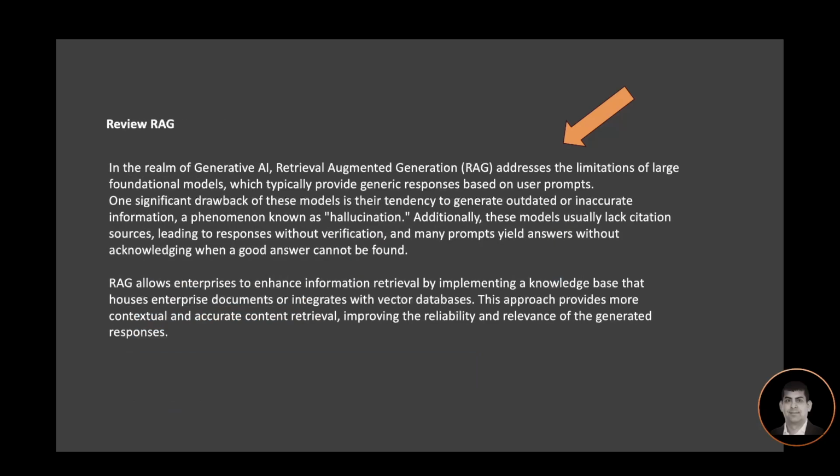Let's review RAG. In the realm of generative AI, Retrieval Augmented Generation addresses the limitations of large foundation models, which typically provide generic responses based on user prompts. One significant drawback of these models is their tendency to generate outdated or inaccurate information, a phenomenon known as hallucination. Additionally, these models usually lack citation sources, leading to responses without verification, and many prompts yield an answer without acknowledging when a good answer cannot be found.